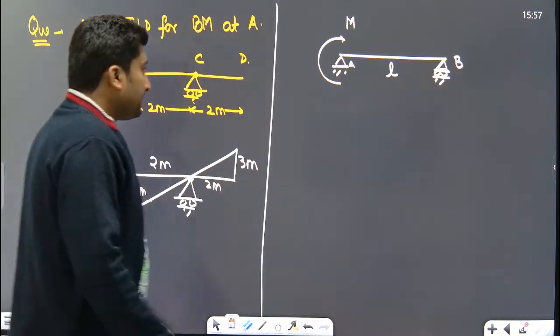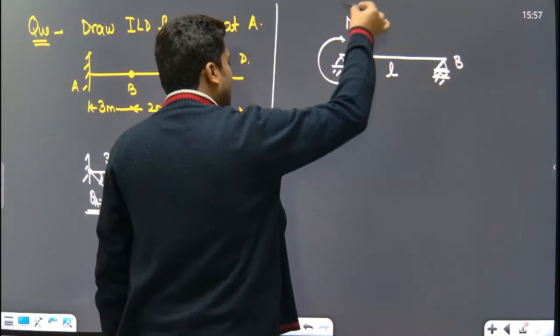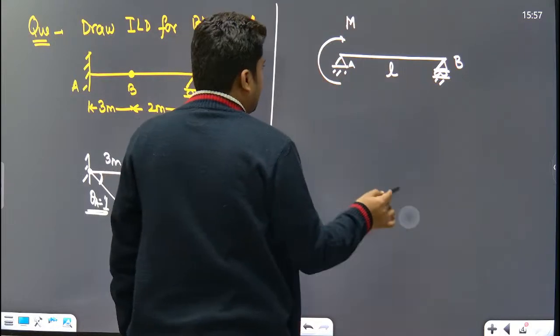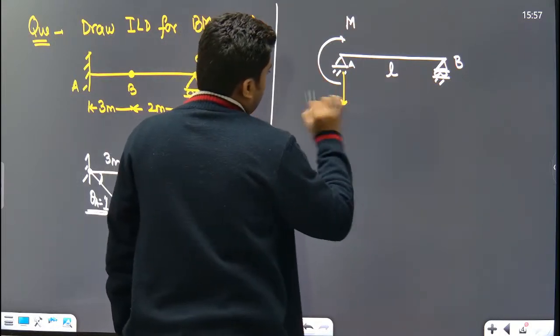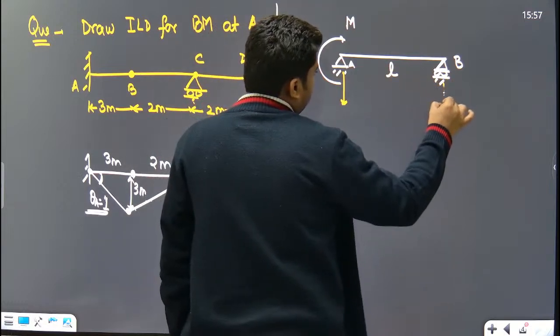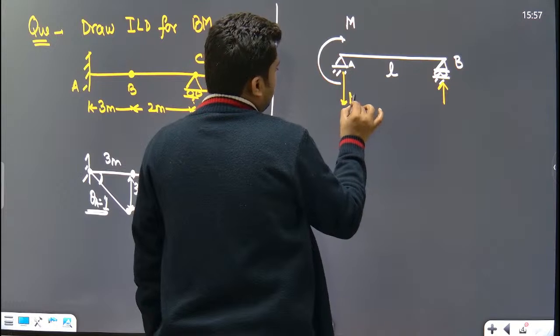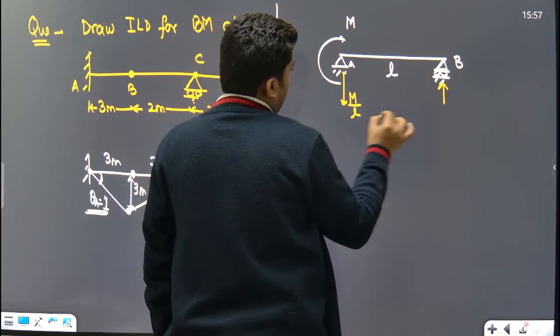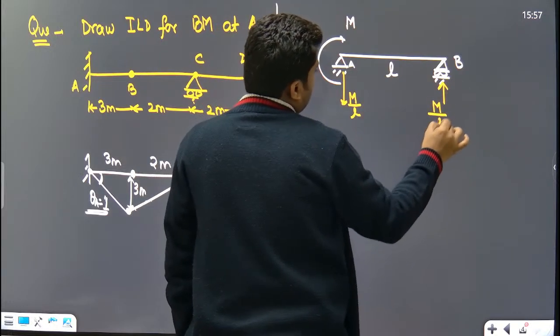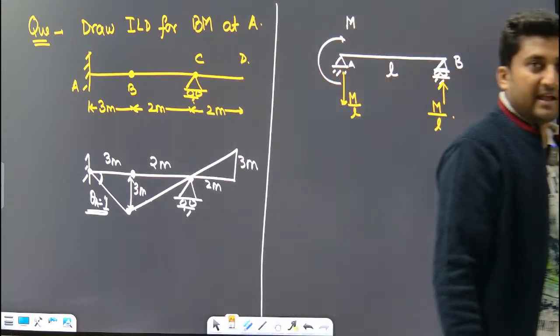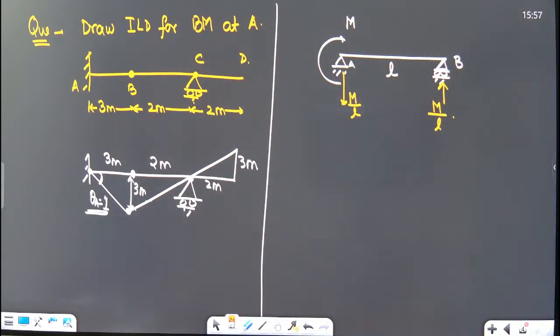Look very carefully. There is an unbalanced clockwise moment M. So at the supports, an anti-clockwise moment will be developed. How much will be the magnitude of these reactions? M upon L and M upon L. Understood everyone? M upon L and M upon L. Yes or no?